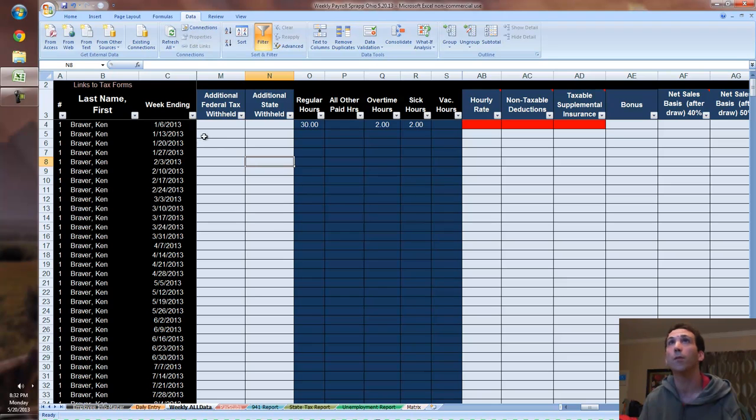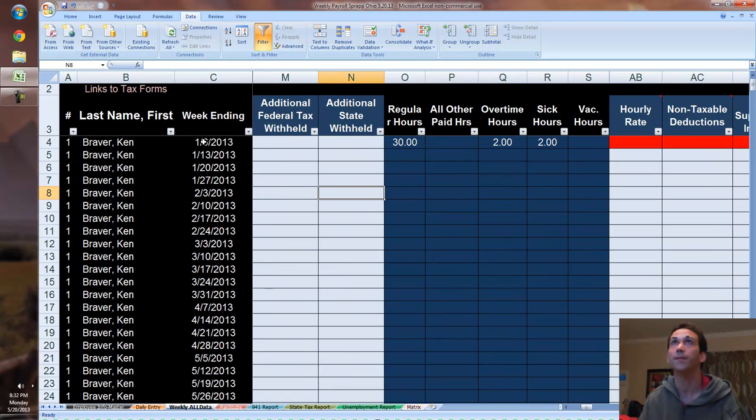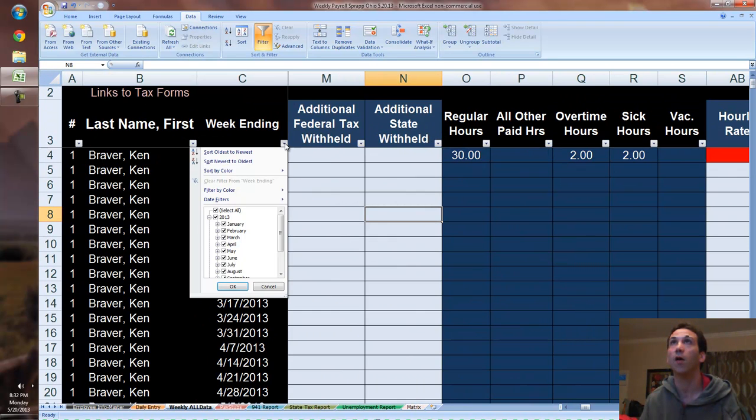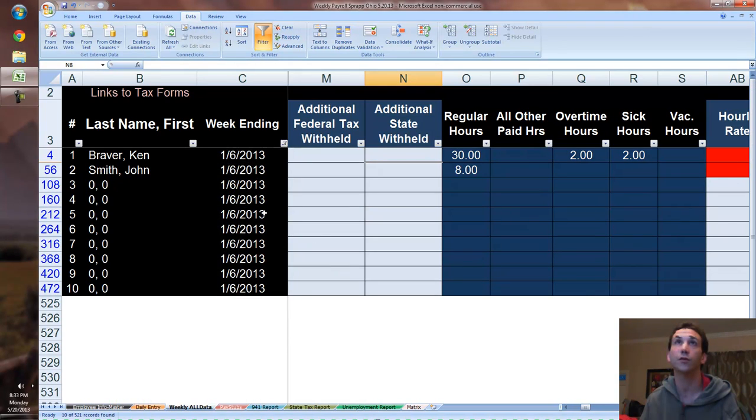So, let's work on the very first pay period. Let's go in here to week ending, and all we want to do is look at just this very first January 6th ending period. This will show all your 10 employees and how many hours they had during the period, and then you can start to put in specific information for that week's payroll.